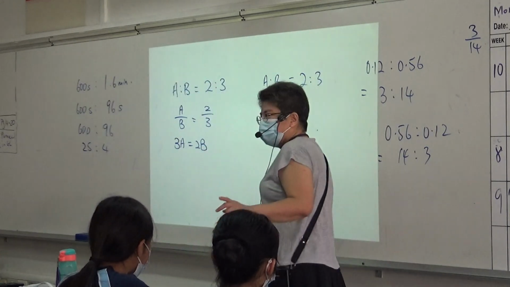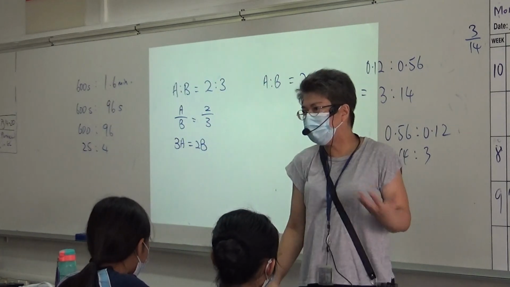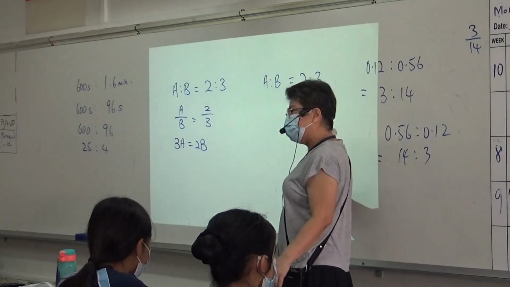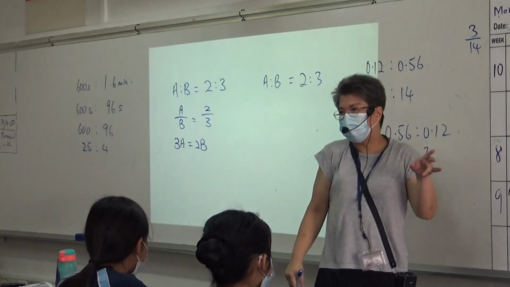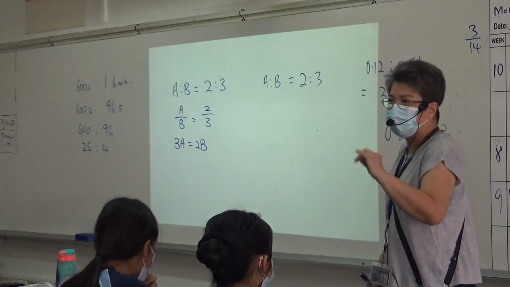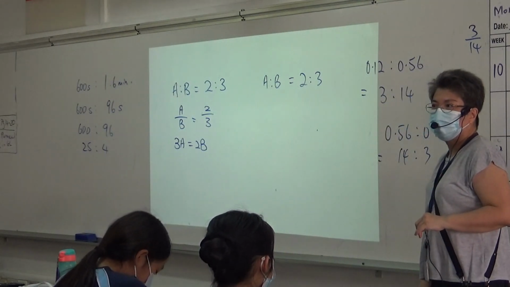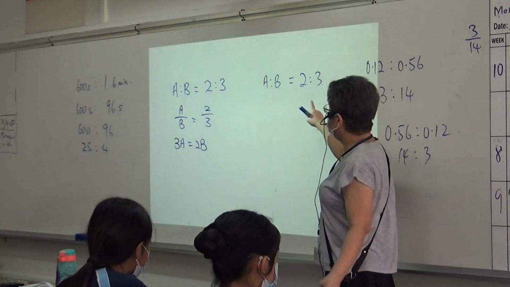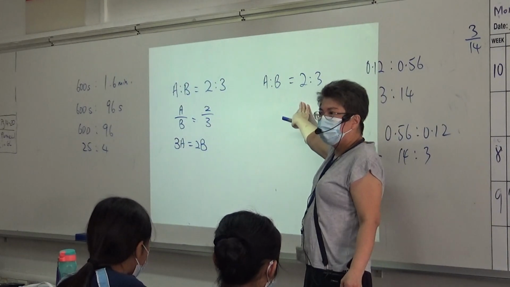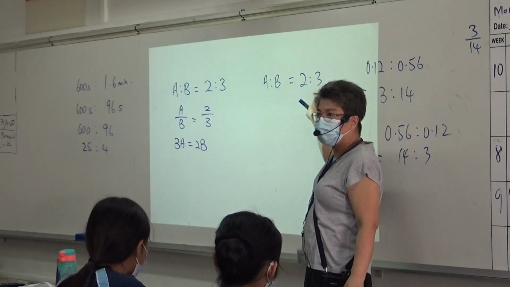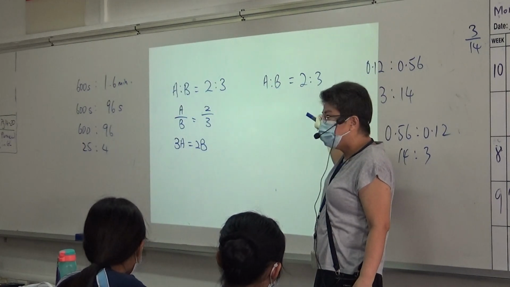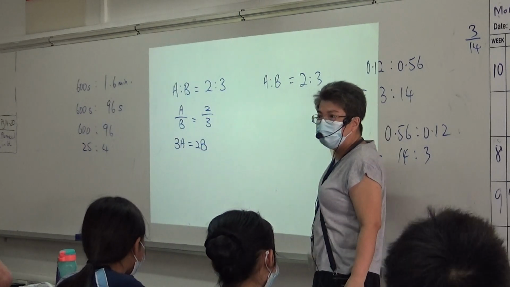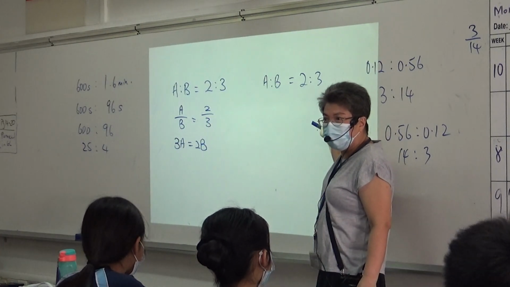Now, then I want to ask a question. If I say the amount of money A gets is to the amount of money B gets is 2 is to 3, does it mean that A will get $2 and B will get $3? No, right? Can be other combinations, right? What other combinations? $20 and $30, right? Correct. It can also be what? 2 million and 3 million, right? Correct.